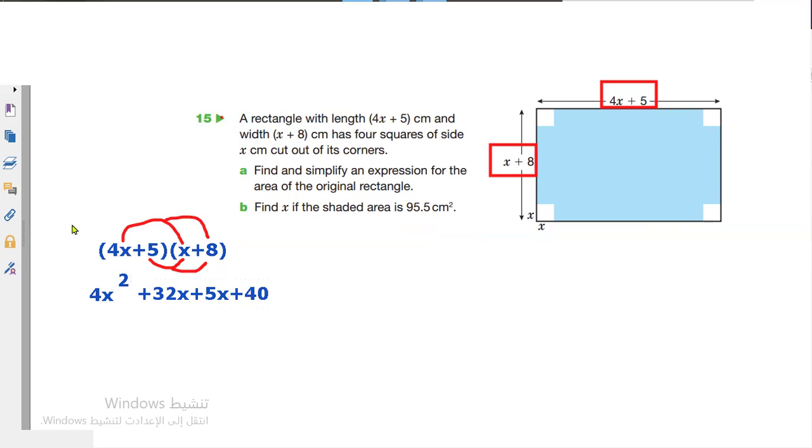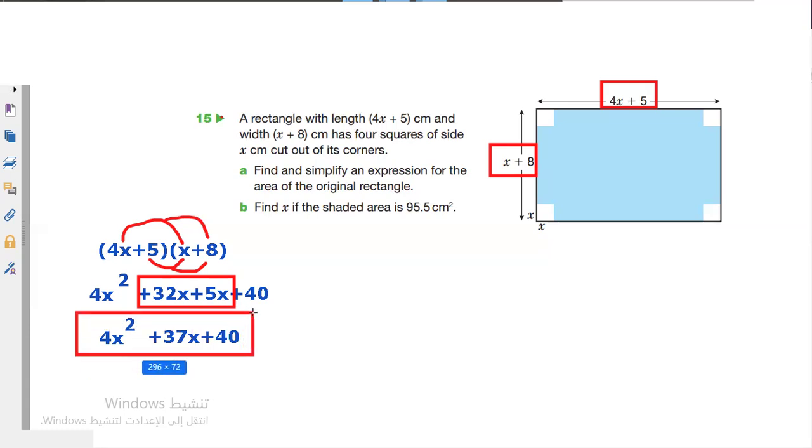Now we come to the simplifying part. We simplify the expression. We notice that these are like terms. So we're going to add them together. So the final answer will be 4x power of 2, and then 32 plus 5 is going to be plus 37x, and then plus 40. And this is the final expression for the area of the rectangle.